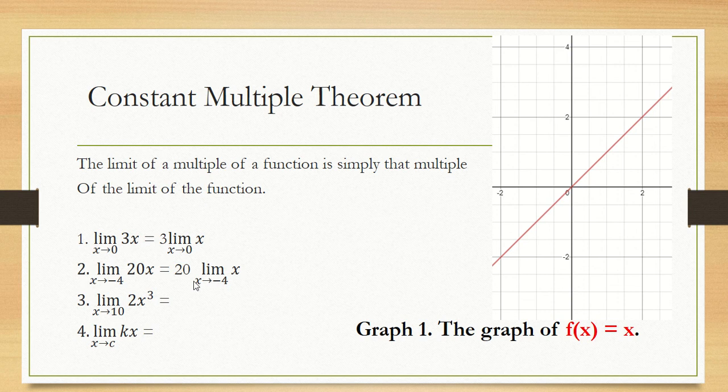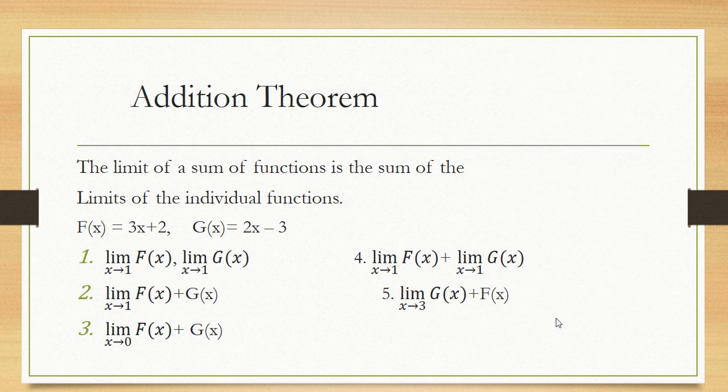As x goes to 2, we take out the 20, and as x goes to negative 4, negative 4 times 20 is negative 80. The limit of 2x cubed as x goes to 10 is 10 cubed, that is 1,000, times 2, that is 2,000. And for kx, k times x where x goes to 3, that is kc. Next, we have the addition theorem.